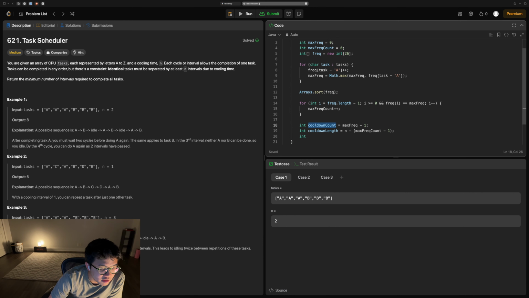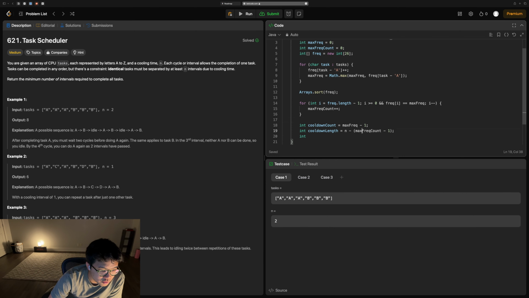So cooldown count is the number of cooldowns that we have. We'll take the max frequency and subtract 1 from it, because we'll have 3 A's and we won't need to idle the last A, since there's no A preceding it and we don't need to wait.